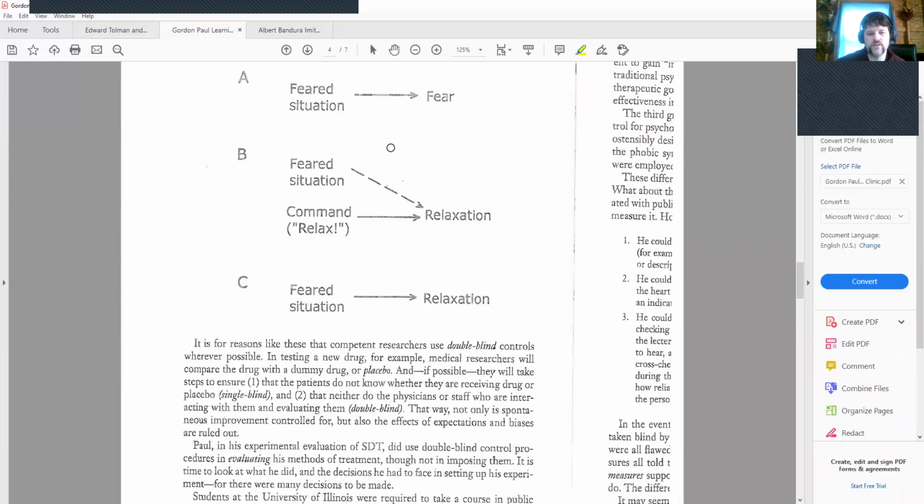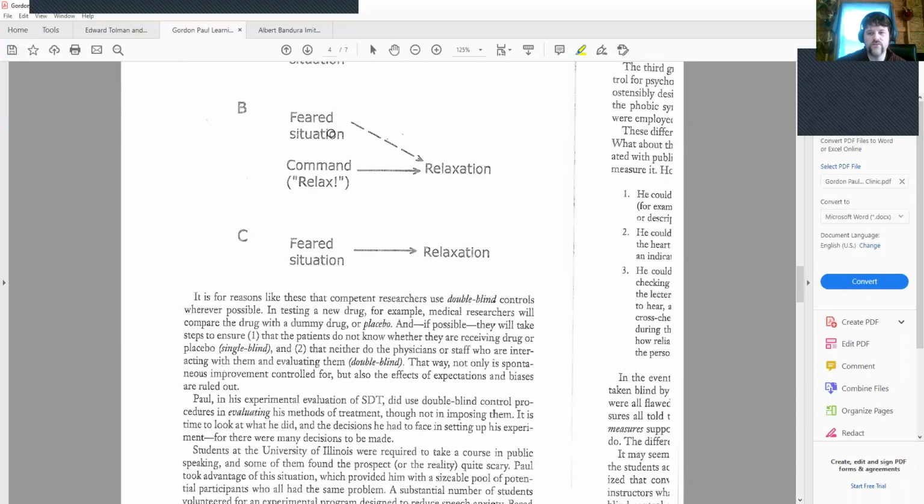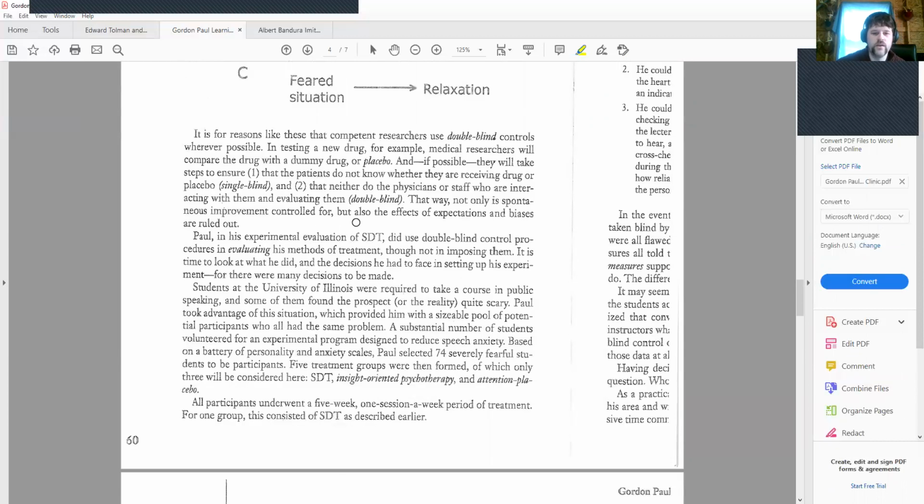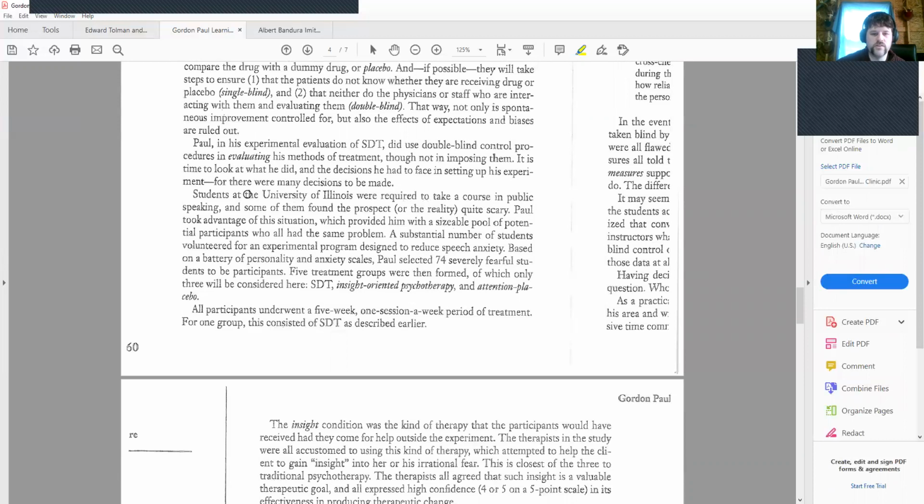So here's how it's classical conditioning, right? You got a feared situation, which leads to fear, in this case, the speaking. And now we want to pair the feared situation with relaxation, which will lead to relaxation. So when you're actually in the fearful situation, the public speaking, you relax. So he sets this up in a double-blind study. It was the University of Illinois.